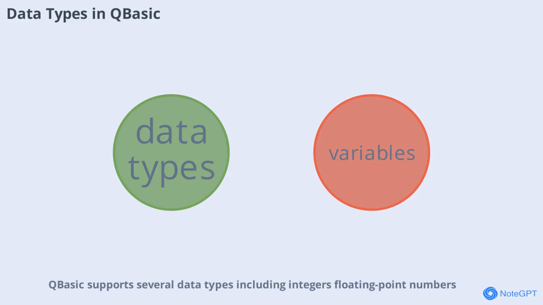QBasic supports several data types, including integers, floating point numbers, and strings. Integers are whole numbers, while floating point numbers can have decimals.